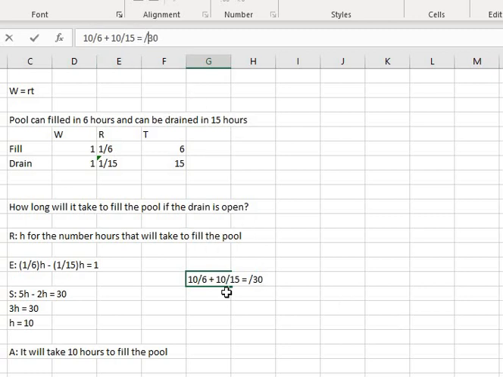And then we will subtract. 30 divided by 6 is 5. 5 times 10 is 50. So we're going to have 50 here. Minus 30 divided by 15 is 2. 2 times 10 is 20. And we have 30 over 30, which is 1. And so our answer is correct. 1 pool will be filled.